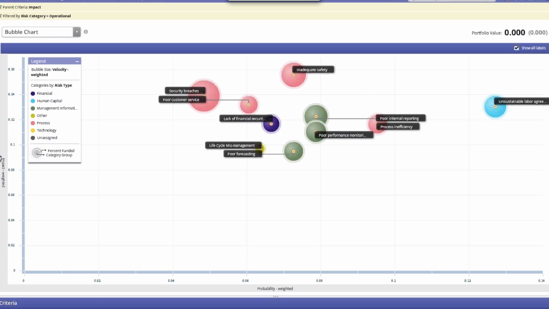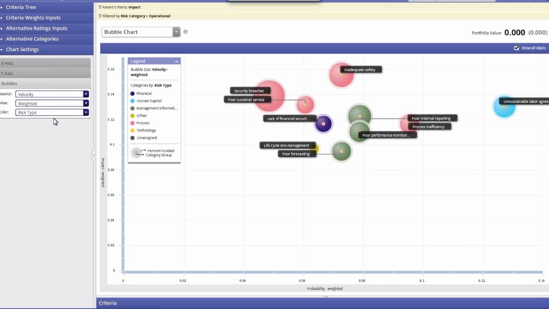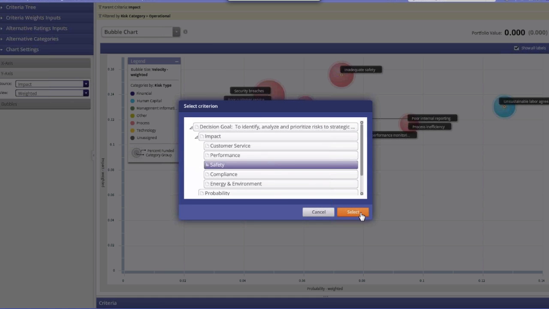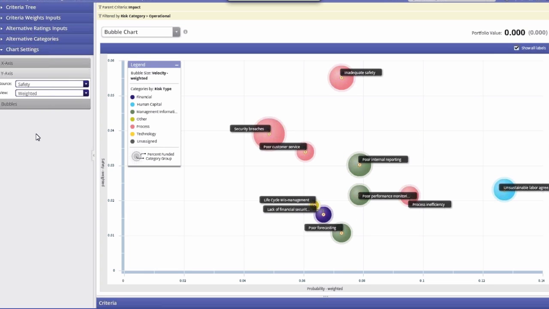Now let's shift from the aggregated impact score to look at the impact to the strategic objectives. What is the makeup of this portion of risk? So I'm changing my y-axis to reflect safety. See how the picture changes. Because the probability on the x-axis hasn't changed, the changes that I see are the different risks moving up or down on the y-axis as we change the impact perspective.